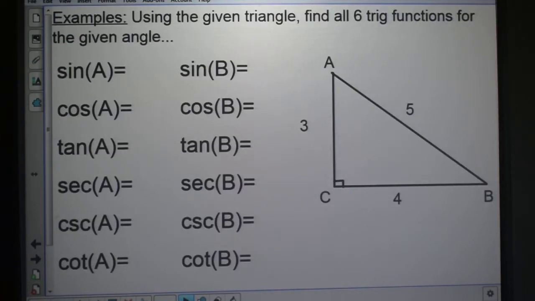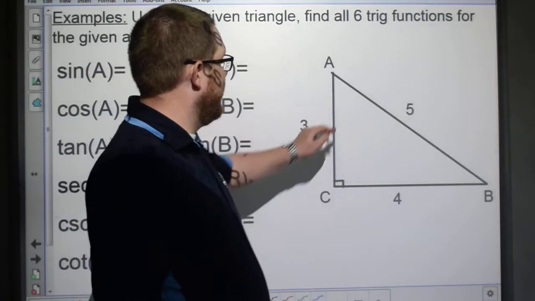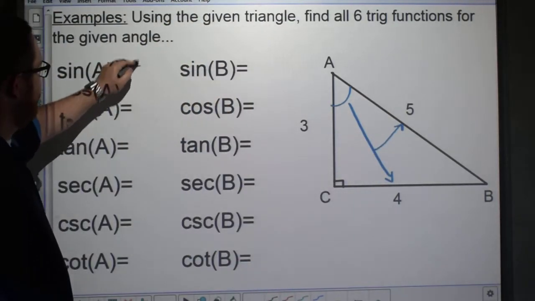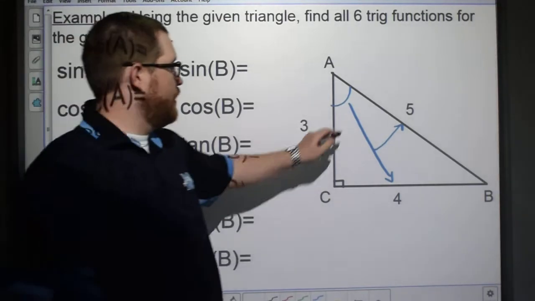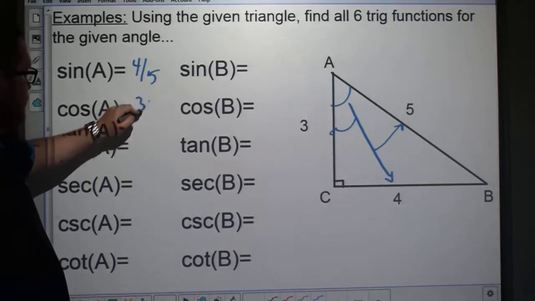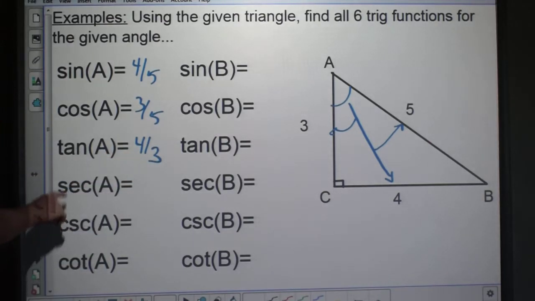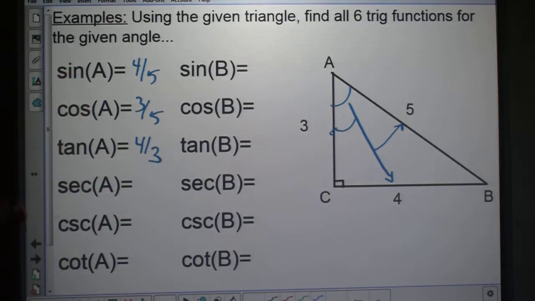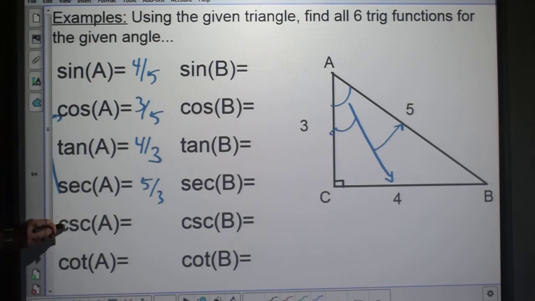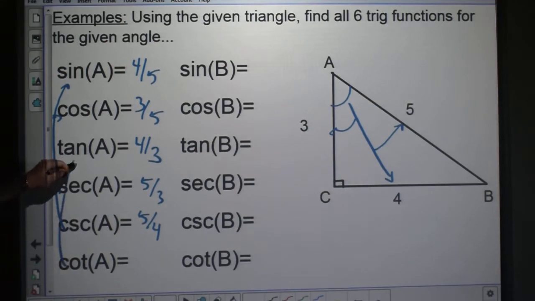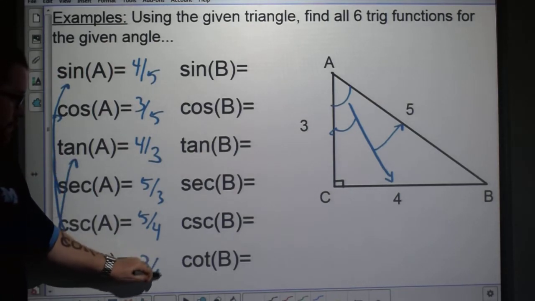So, let's find all 6 trig functions for each angle. So here's angle A. Sine, well that's opposite over hypotenuse, 4/5. Cosine, adjacent over hypotenuse, 3/5. Tangent, opposite over adjacent, 4/3. For these, I'm just going to use these and flip them. Secant goes with cosine, so it's going to be 5/3. Cosecant goes with sine, 5/4. Cotangent goes with tangent, 3/4.